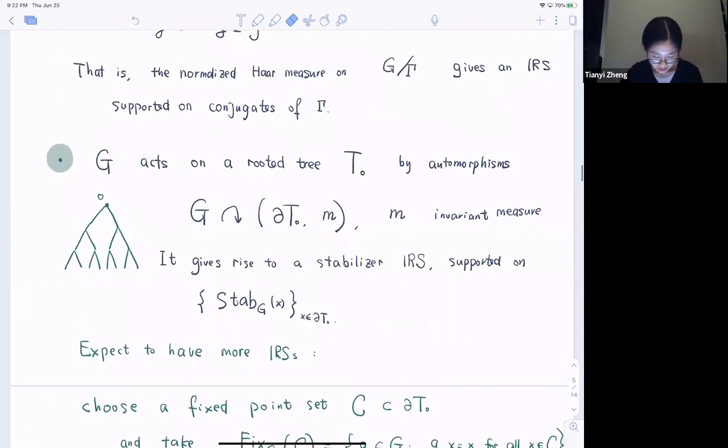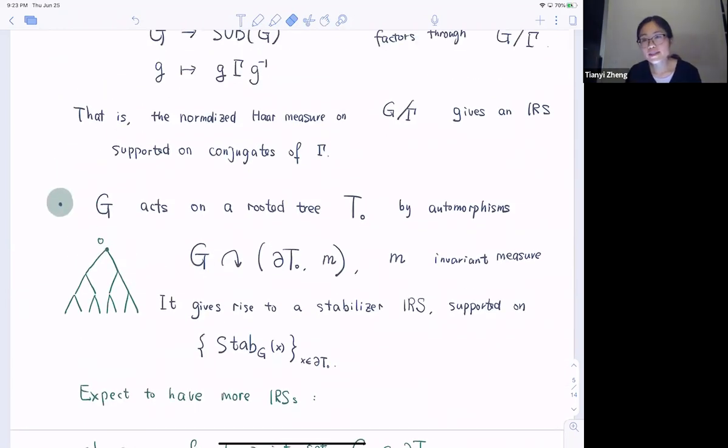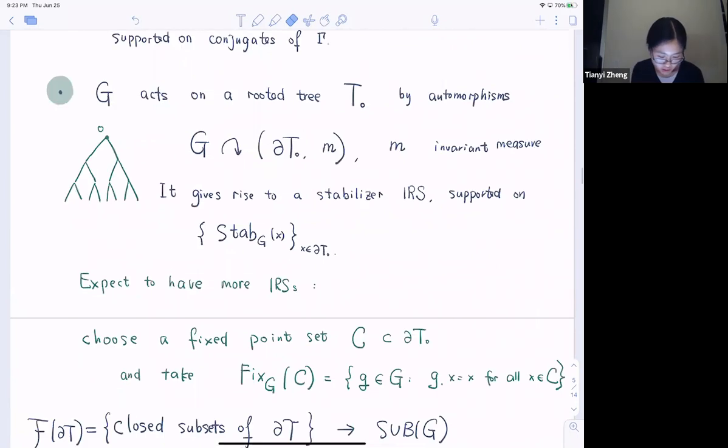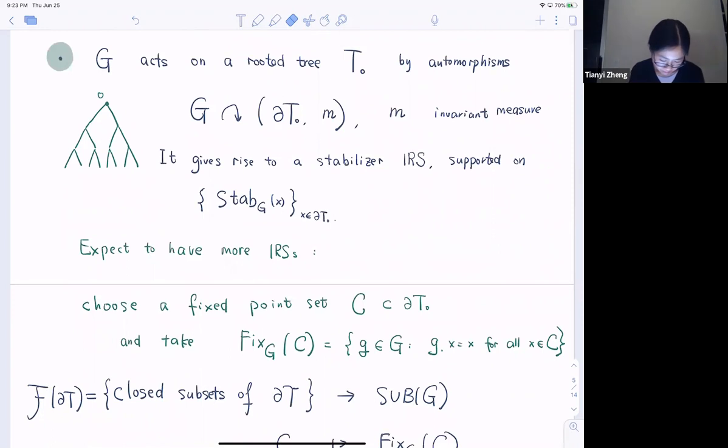By the description that p.m.p. actions give you stabilizer IRSs, from this picture you know that the action on the tree boundary this way gives you stabilizer IRSs. So these examples arise especially when you consider some examples of rooted tree automorphisms, like the Grigorchuk group or similar branch groups. So these are maybe the first examples you can think about. And then there is much more to it.